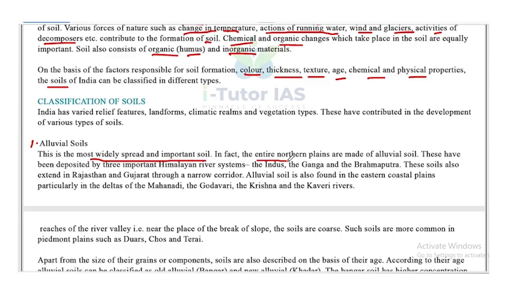In fact, the entire northern plains are made of alluvial soil. These have been deposited by three important Himalayan rivers, that is Indus, Ganga and Brahmaputra. These soils also extend in Rajasthan and Gujarat through a narrow corridor. Alluvial soil is also found in the eastern coastal plains, particularly in deltas of Mahanadi, Godavari, Krishna and the Kaveri rivers.